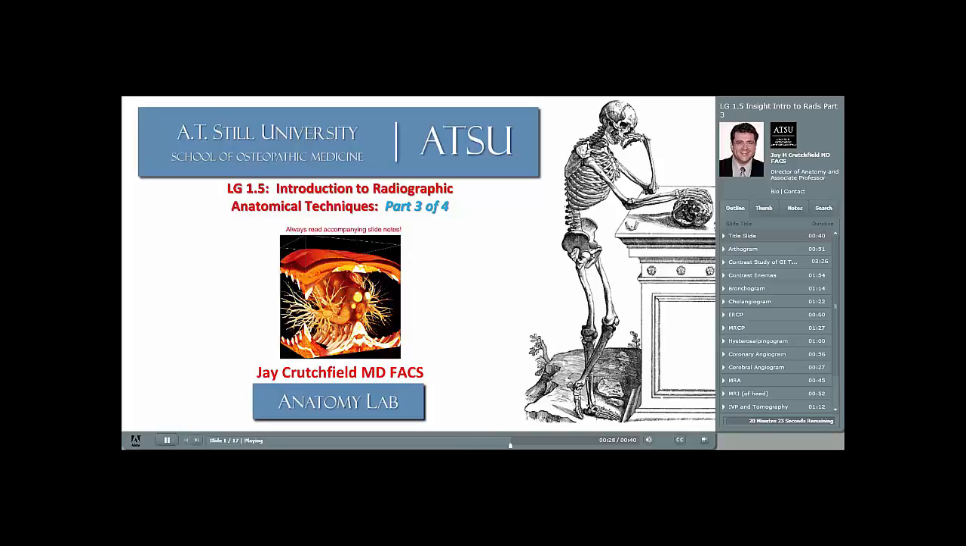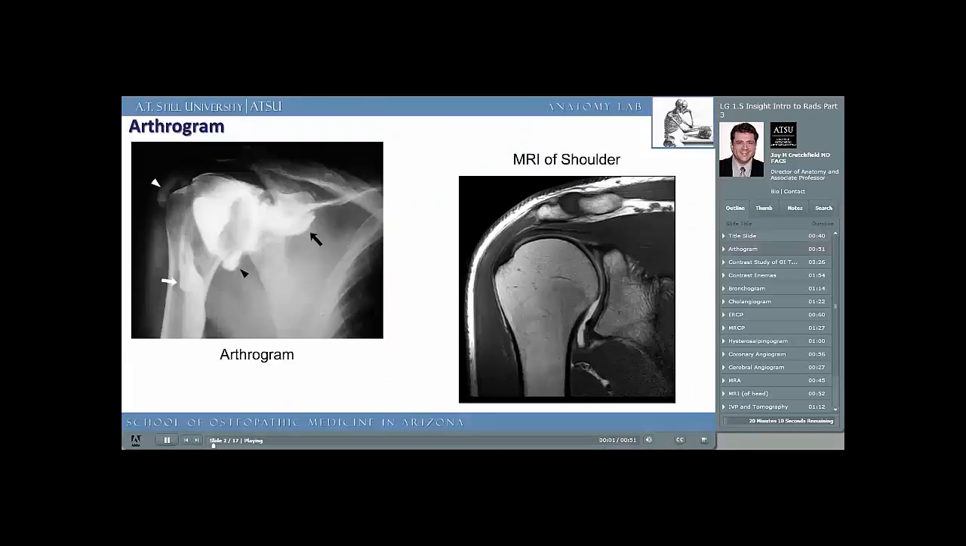When you finish this third and later the fourth and last part of the presentation, you'll be well versed in the language of radiology, a language necessary for you to understand as you move forward as a medical student. Here's an example of an arthrogram. It's almost been replaced today by the MRI scan.